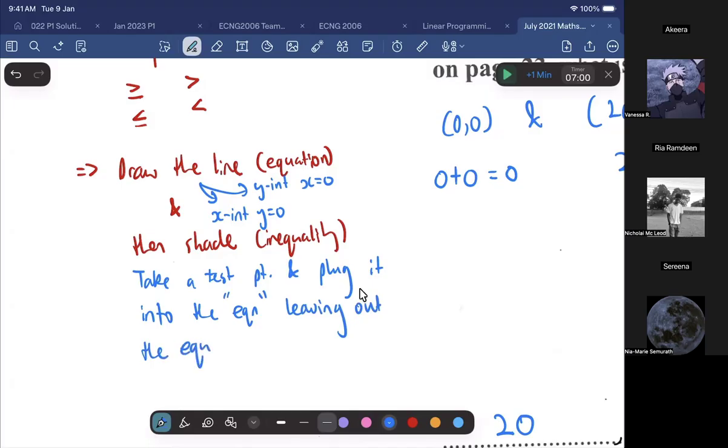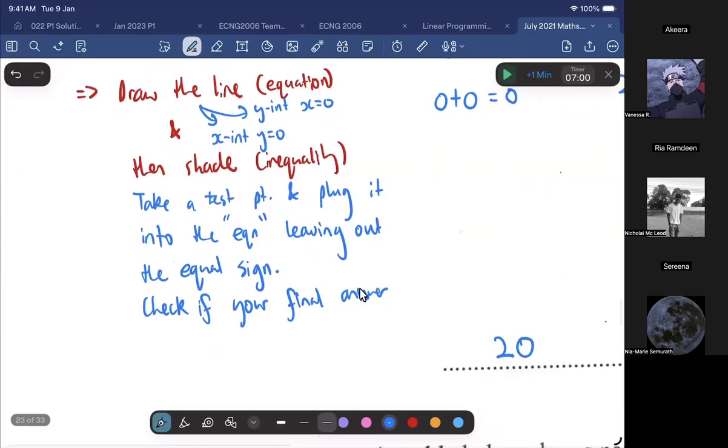the equal sign. Because if you recall, the only time it'll be equal is if it's on the line itself. If the point is on the line itself, then it would be equal. But if you go into either side, you're not sure if it equals, so that's why we leave out the equal sign. It's only when you reach the last line that you can tell what sign it is. So take a test point and plug it into the equation, leaving out the equal sign. Check if your final answer satisfies the inequality.